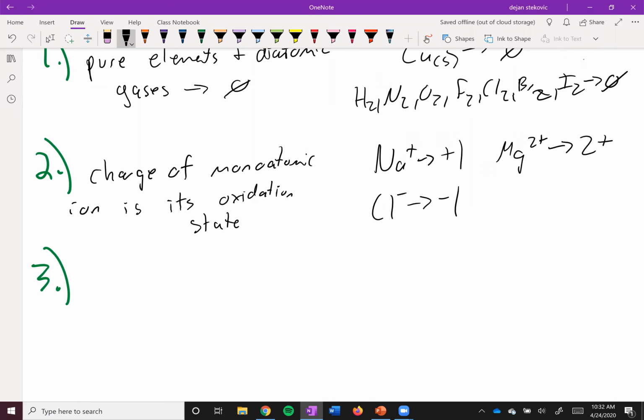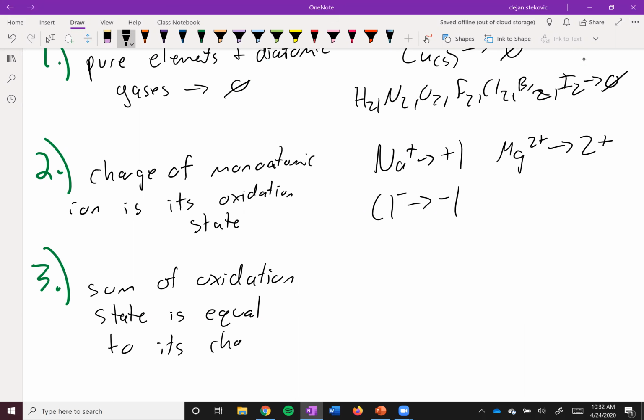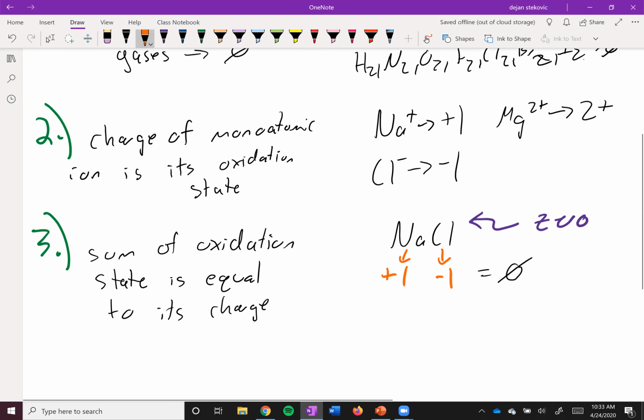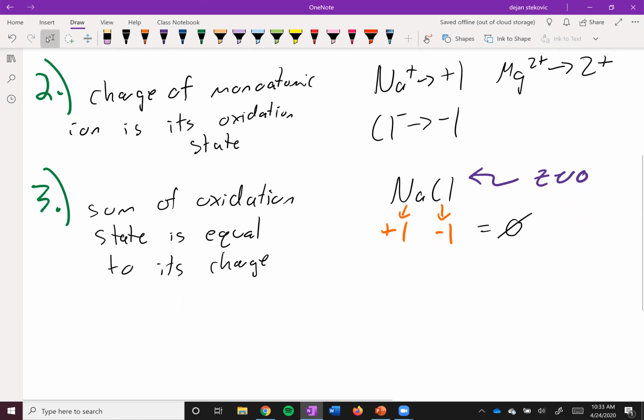Third rule is that the sum of the oxidation states is equal to the charge of the molecule. So for example, sodium chloride, you see there's no charge indicated. So when there's no charge indicated, that means that the overall charge is 0. So these oxidation states must add up to be 0. And then think back through Chem 101, sodium is a group 1 metal, so it's always going to be +1. And then chloride is a halogen. Most of the time it's going to be -1. So +1 added to -1 is equal to 0.